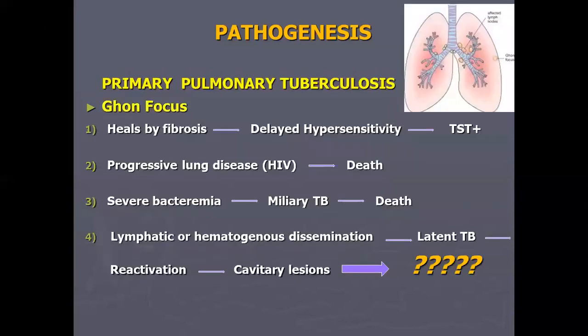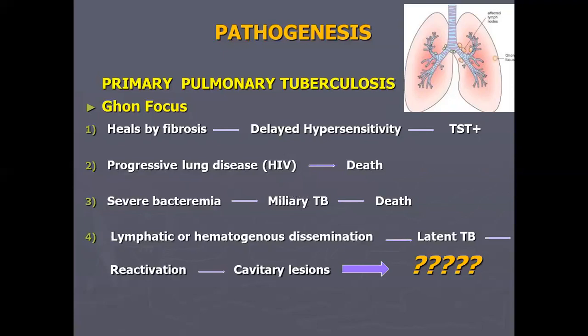But if you look at this, the primary tuberculosis, Ghon's focus, either will heal by fibrosis, there is a delayed hypersensitivity reaction, and the tuberculin test is positive at this stage. Now, progressive lung disease can occur, particularly in an HIV positive individual, and there may be death. There may be severe bacteremia, which results in the spread of miliary foci, the tubercle foci, into various other lung sites. This is what we call miliary tuberculosis.